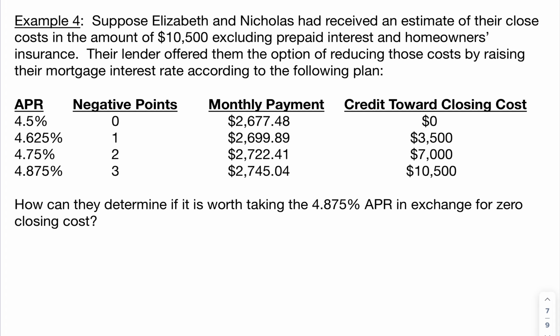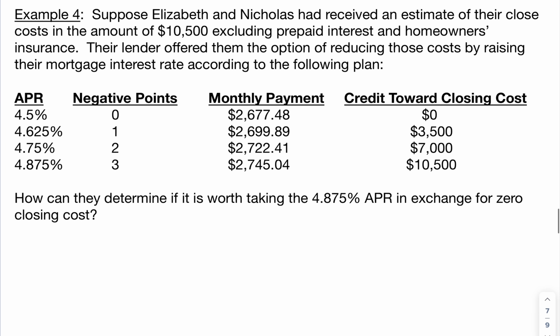Okay, so if we go all the way up to 4.875, that's 3/8 of a percent. That's the equivalent of 3 negative points. Your monthly payment goes up to $2,745.04, and the credit towards closing costs is $10,500. Okay, so the question here is, how can Elizabeth and Nicholas determine if it is worth taking the 4.875% APR in exchange for 0 closing costs?